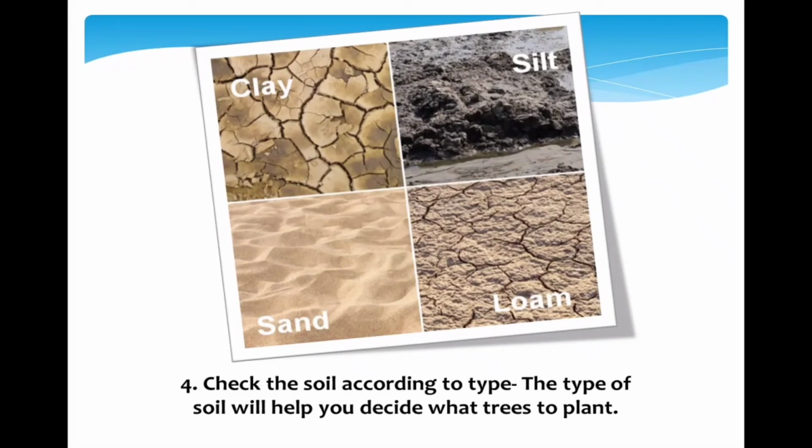Next, check the soil according to the type. So, the type of the soil will help you to decide what trees to plant. Of course, before we're going to plant any kinds of fruit trees and trees, we're going to do a soil analysis so that we will know what particular plants are suited for that particular kind of soil. So there are different types of soil. It is the clay, the silt, the sand, and the loam.